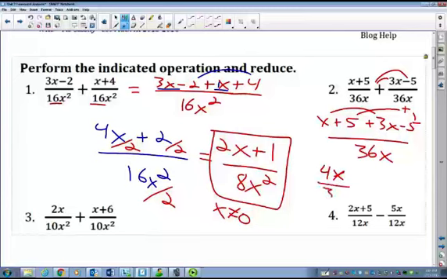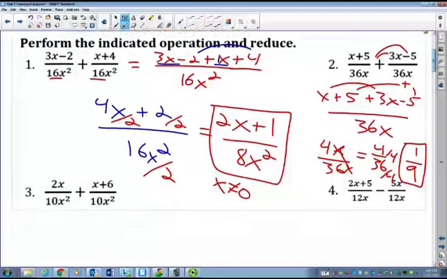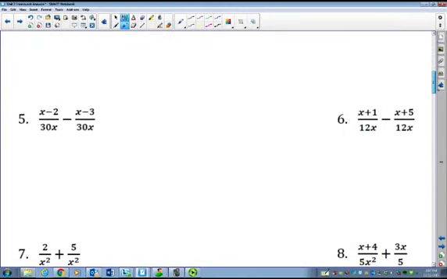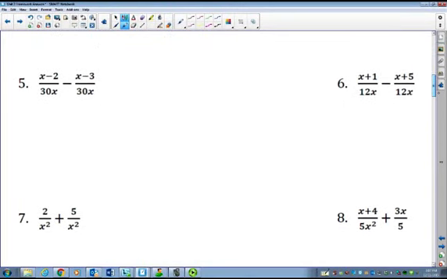So it's just going to be 4x over 36x. The x's cancel, leaving us with just 4 over 36. And that reduces by 4. So that's just going to be 1. 36 divided by 4 is 9. So 1/9. Cool. We should probably look at a subtraction one now, because those ones get kind of crazy on us. So we'll look at number 5 next.